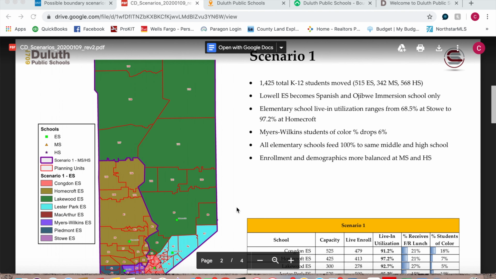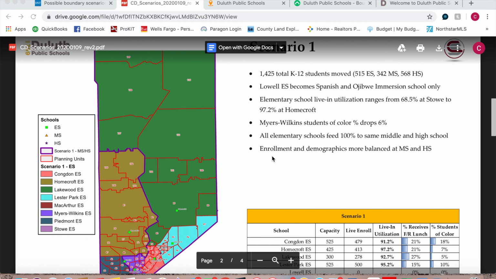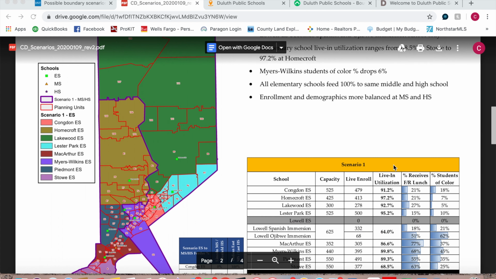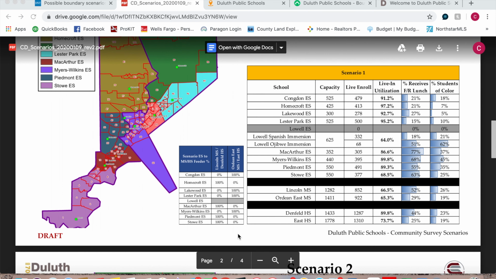So here's scenario number one. A key point to look at is that Lowell Elementary School in this scenario will become a Spanish and Ojibwe immersion school only, so it won't be a neighborhood school. What will also happen with this scenario is that enrollment and demographics become more balanced at the middle school and high school levels. Again, you can see down here with scenario one, it shows your elementary schools and where they feed to middle school and then on to high school as well.